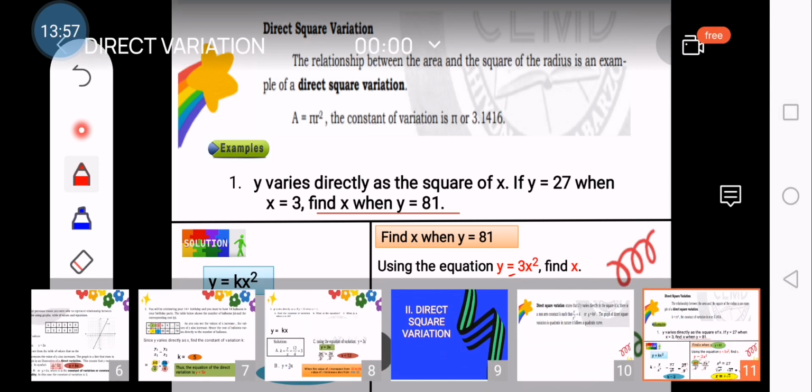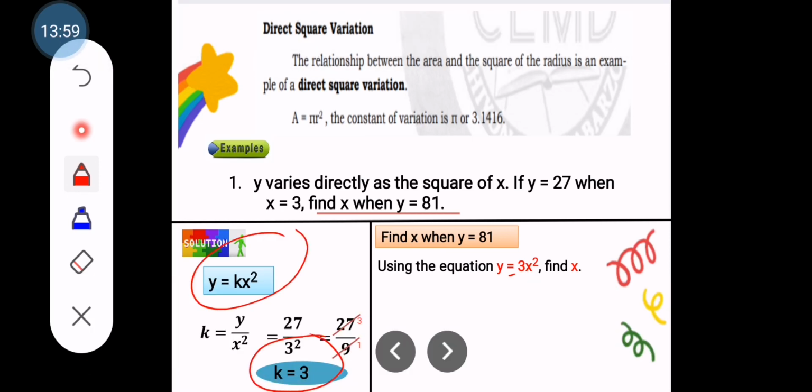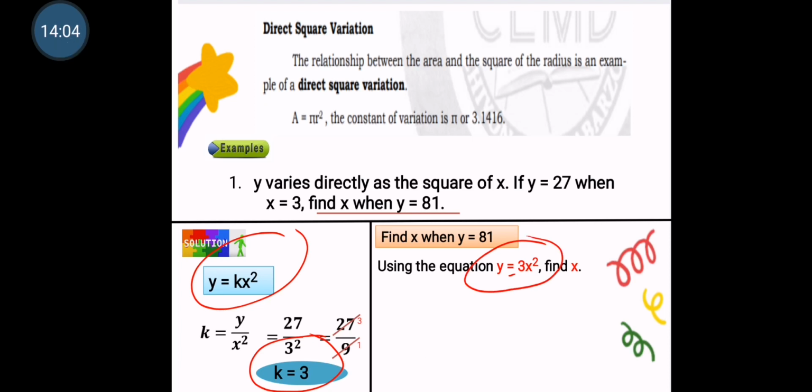So, yung unang gagawin, ulitin ko: translate, value ni k, tapos equation. And then, substitute lang natin. Ang value ni y daw ay 81. So, kaya naging 81 is equal to 3x squared. To find the value of x, divide po natin yan kay 3. And then, eliminate. So, x squared is equal to 81 by 3 is 27. So, x squared is equal to 27.